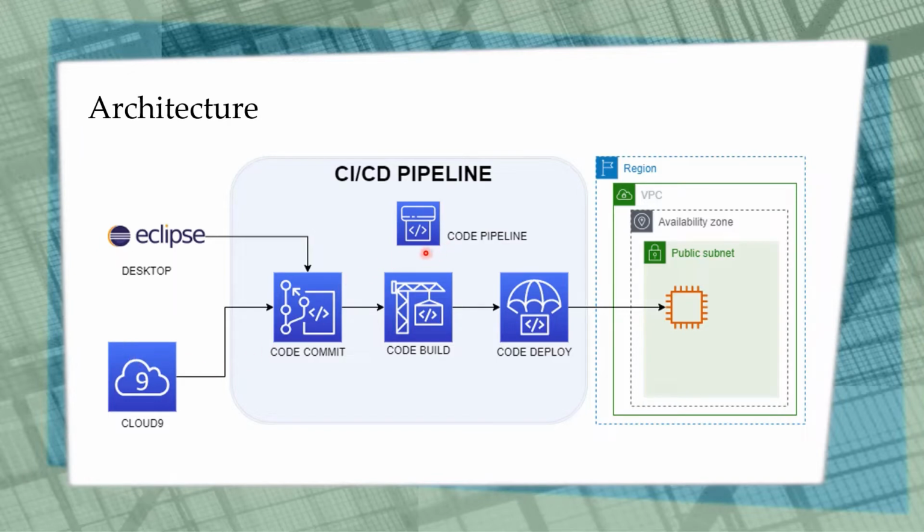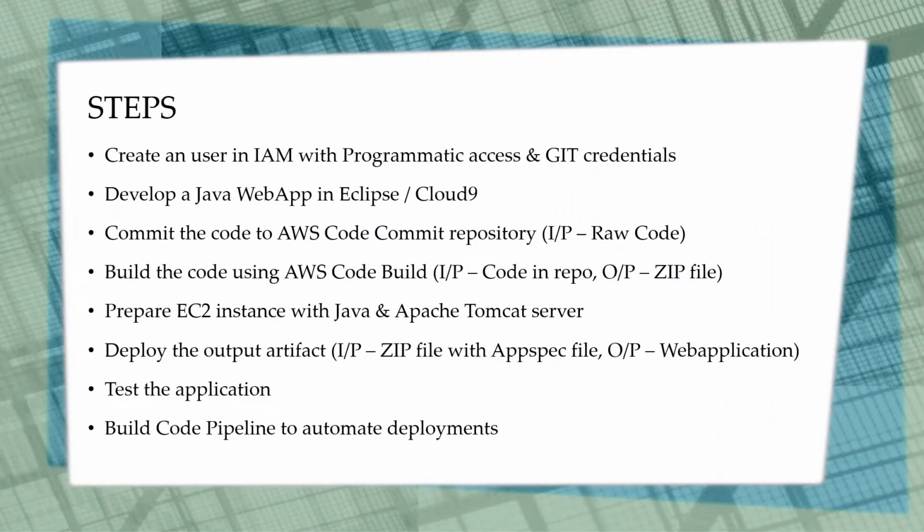And finally, you have CodePipeline. I missed explaining CodePipeline. CodePipeline is used to automate the entire deployment process right from your code repository. I will be showing that at the end, once we are done with all the other services. So this is what we are going to have for today's video. Coming back to the steps, we are going to start by creating an IAM user with programmatic access and Git credentials, and then all the other steps will follow from there. So see you all in the main content.